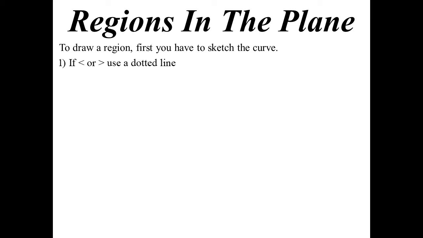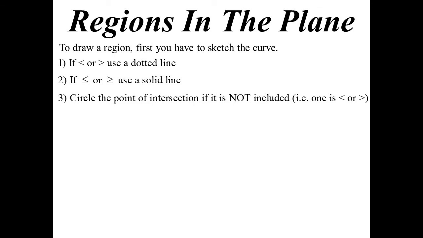Now if it's just a less than or a greater than, then we dot the boundary to indicate the boundary isn't actually included. If it's a less than or equal to or a greater than or equal to, then we make the boundary solid to show that it is included. So then the point of intersection. If either boundary is not included, you circle the point of intersection. So that way if a solid meets a dotted, you circle it. It's not included. Basically the only time you don't circle it is if two solid lines meet. And then, just like with our inequations, we test regions to see where we are.